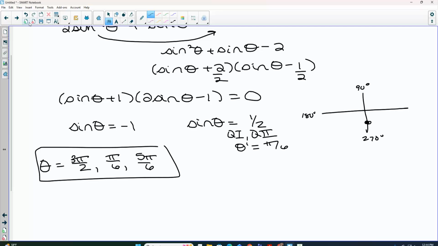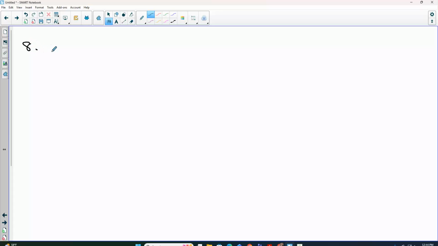So problem number 8. The thing that makes this one harder is we have two trig functions. There is no greatest common factor we can take out, and we can't just slip and slide or anything because I have two trig functions. So what else can I do? Yes. Remember, we still have our formula sheet.